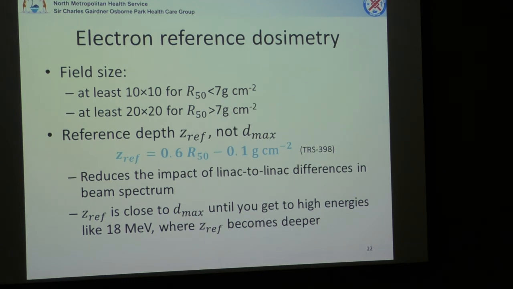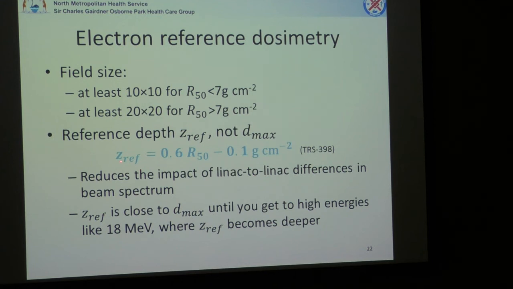When you're doing dosimetry, you have a reference depth as well. I didn't really talk much about it for photons, but for photons, it's 10 centimeters deep. For electrons, it's this funny quantity, ZREF. So even though our beam is calibrated at the Dmax, we've got this ZREF, which is based on your beam quality, R50.